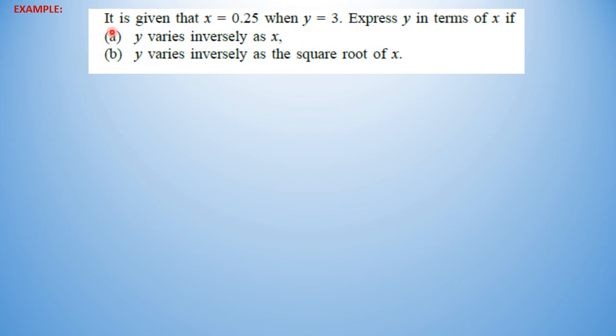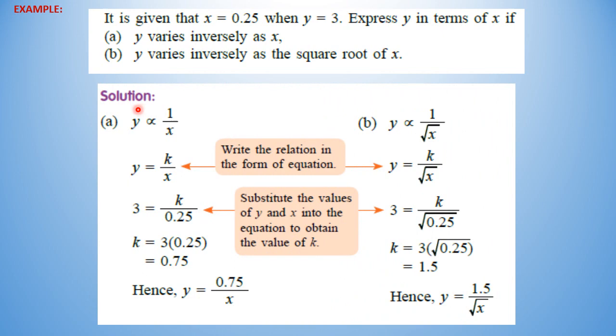For this example, it's given that x equals 0.25 and y equals 3. Express y in terms of x if a, y varies inversely as x, and b, y varies inversely as the square root of x. So we look at the solution. The first step is to write the variation relation according to the question. Y varies inversely, so that means 1 over x here.